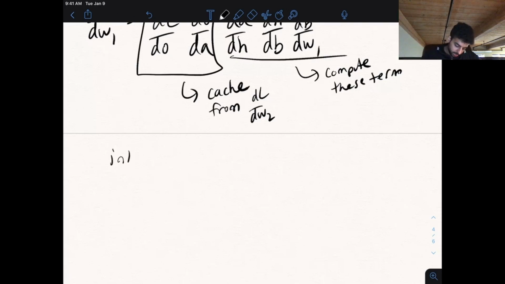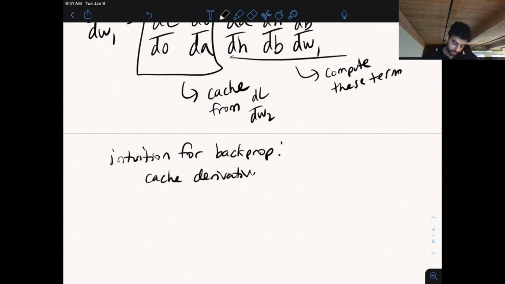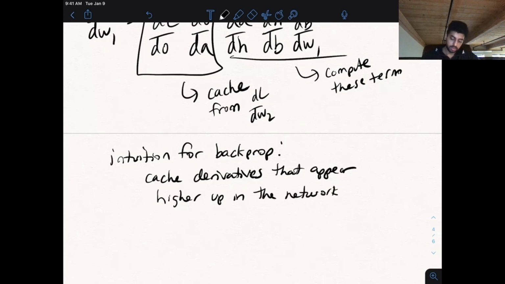Okay, so intuition for backprop: cache derivatives that appear higher up in the network and use them to compute lower level groups.